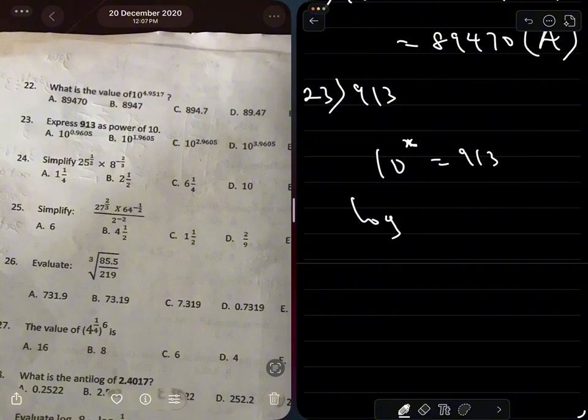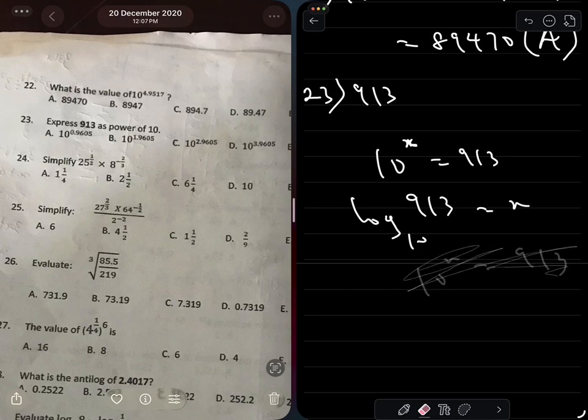Write this one in logarithmic form, what will it become? Log 913 base 10 equals x. If I write it back in index form, that's 10 raised to power x equals 913. Exactly. So that means we are finding the logarithm of 913. That's the difference between logarithms and indices.